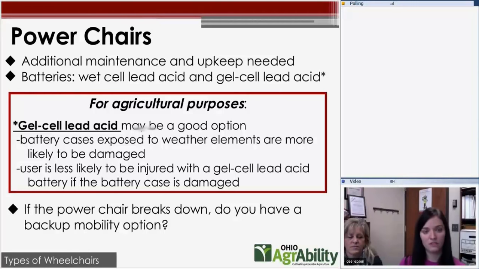And then also, if you are using a power chair, definitely have a backup option. Depending on the manufacturer of your chair and the assistive technology company that you use to obtain the chair, some do offer rental programs. So if your chair breaks down, a lot of them will offer you a chair in the meantime to use, but some do not. So you may want to have a manual chair just as a backup in case that were to happen.